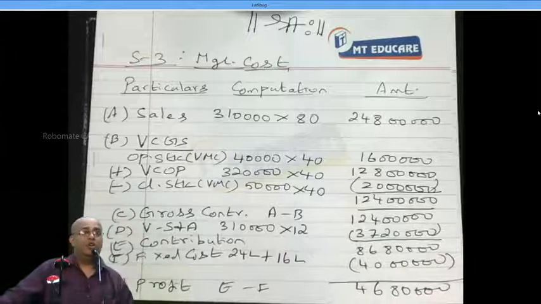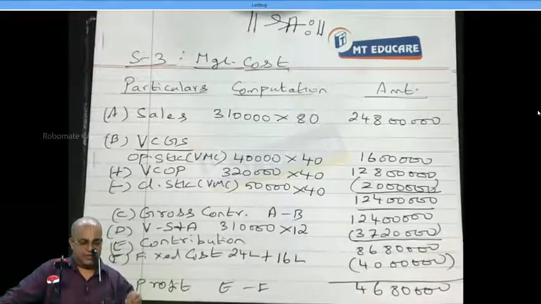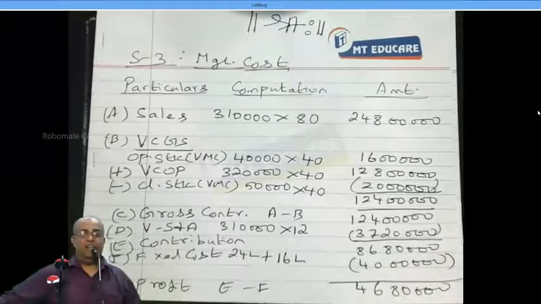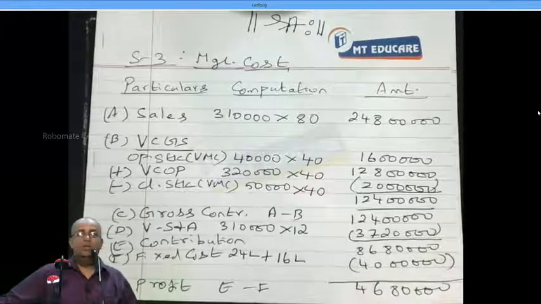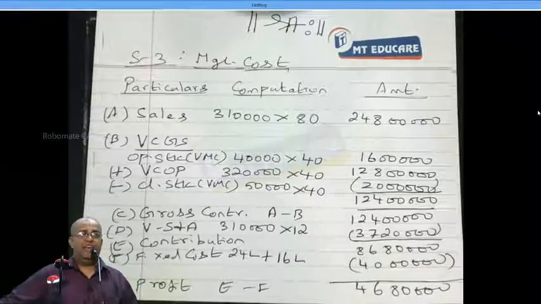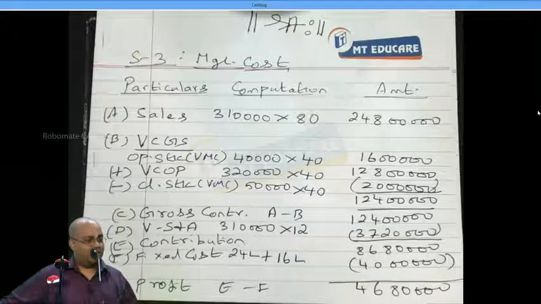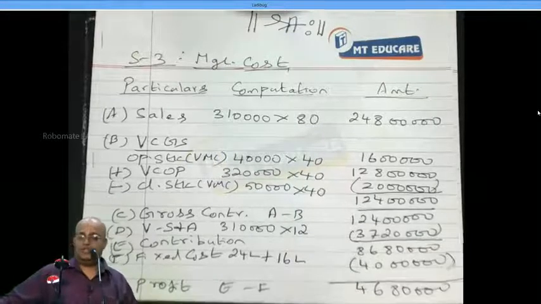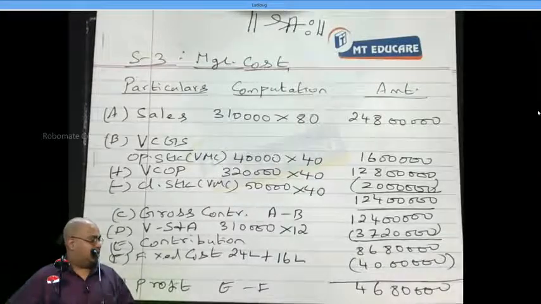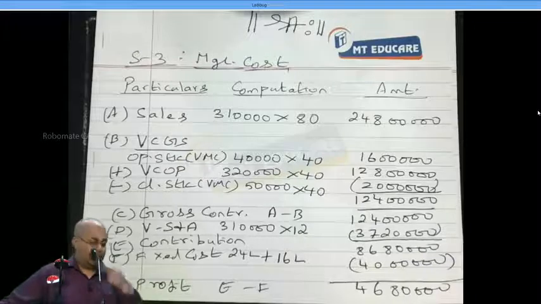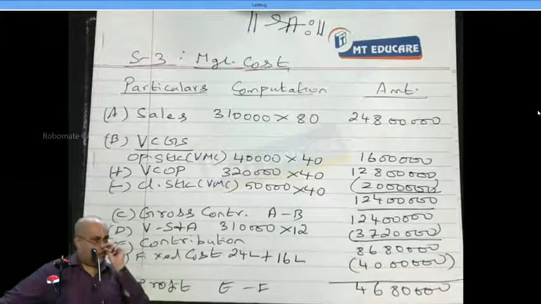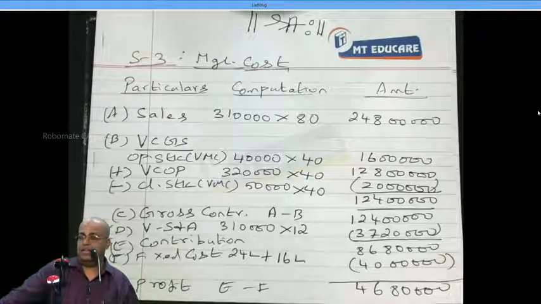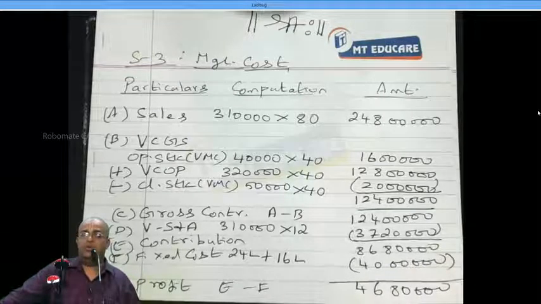Write down alternatively, just for you to note it down, so later you can revise it. Alternatively, variable cost of goods sold is equal to variable cost into units sold, which is equal to 40 into 3,10,000, which gives you 1 crore 24 lakhs. That is the alternative way of presentation: 1 crore 24 lakhs.